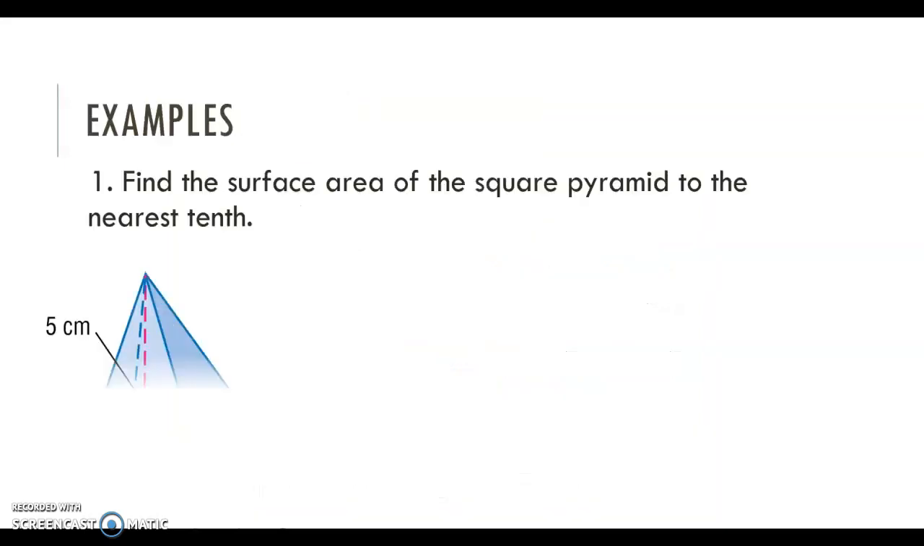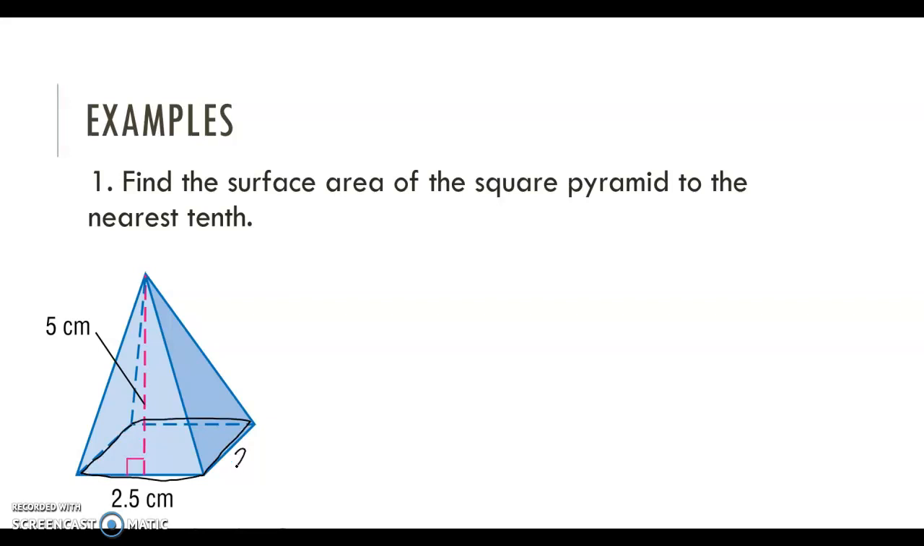So let's look at our first example. We're going to find the surface area of this square pyramid to the nearest tenth. It tells me that this base here is going to be a square, so I know that this side is also 2.5. The other label that they give me, notice that it's starting at the top and going the whole way to a side. So this 5 is a slant height.